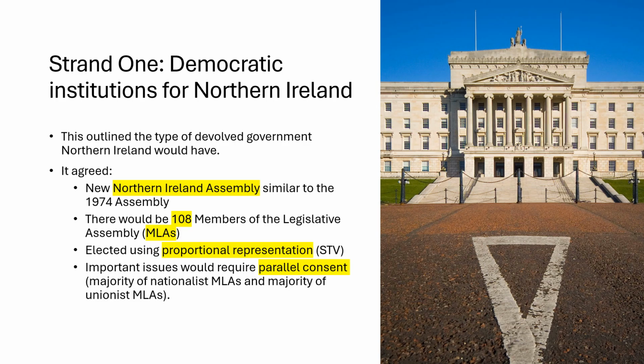The assembly is going to have, or rather did at the time have, 108 members, and they were known as members of the Legislative Assembly, or MLAs for short. That's quite like how in the British Parliament, you have members of Parliament known as MPs. So MLAs are just people who've been voted by local areas in Northern Ireland to go to Stormont and vote for laws on their behalf.